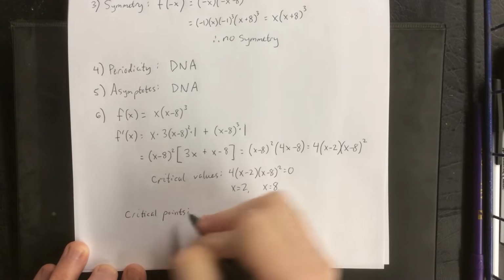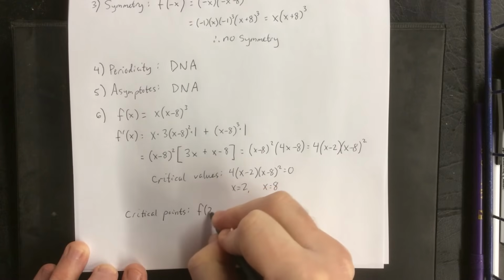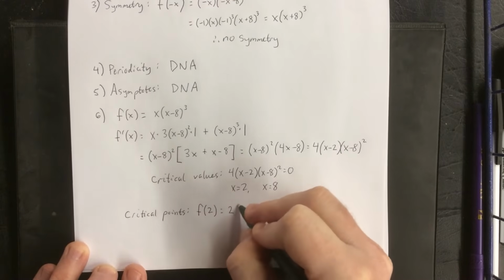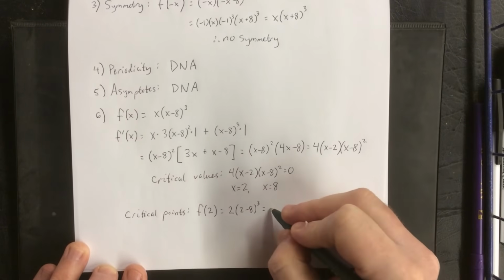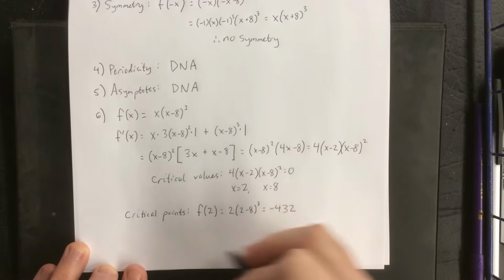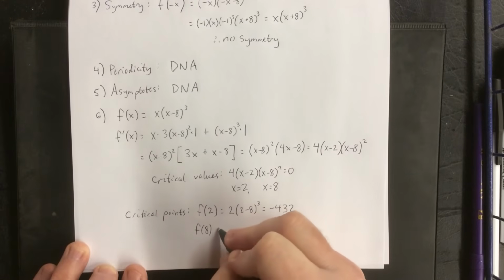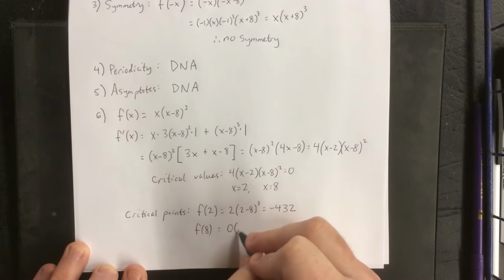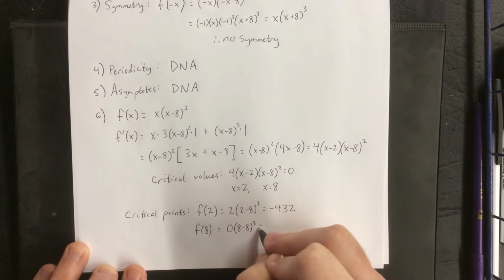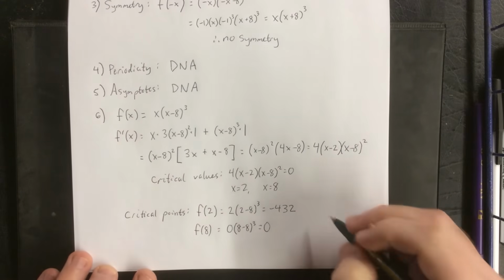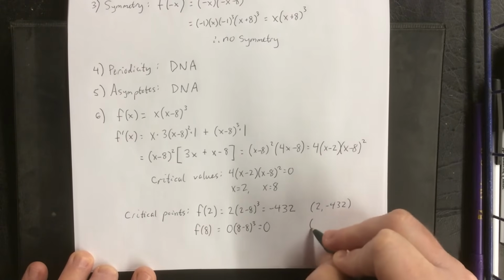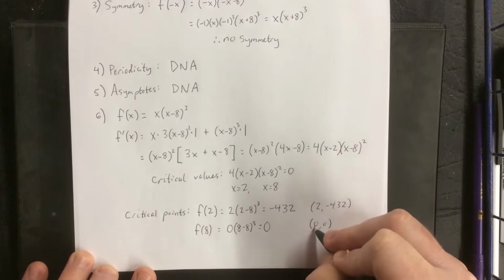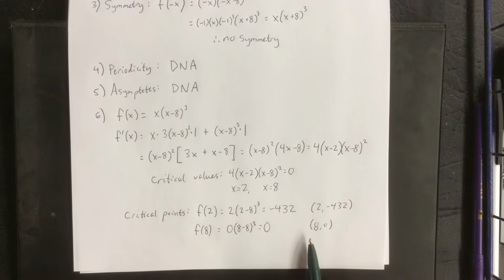I am going to head back to the original function and plug them in. So f of 2, we would get 2 times (2 minus 8) quantity cubed. That is 2 times negative 6 cubed. That's going to be negative 432. For f of 8, we're going to have 0 times (8 minus 8) quantity cubed. I'm feeling a 0 on that one. So 2 comma negative 432 and 8 comma 0. Haha! I fixed it. Turned my 0 into an 8.